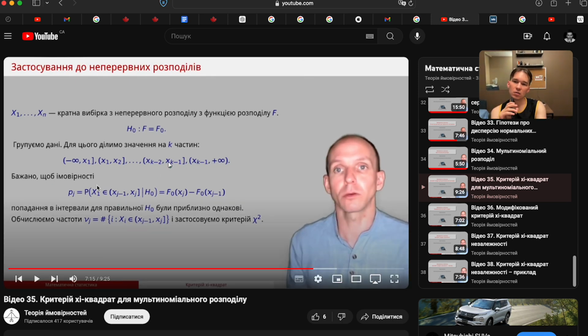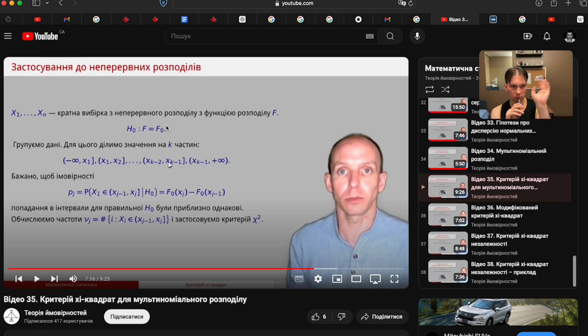He's saying that it's best if these probabilities, this is a PDF, probability distribution function. Zero hypothesis is that our unknown PDF equals some known PDF that we created. So we split our data into these chunks, and then he's saying that probabilities of these chunks should, not must, not have to, but should be roughly the same.